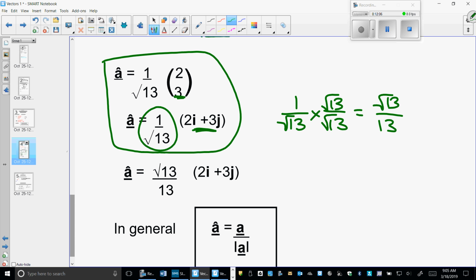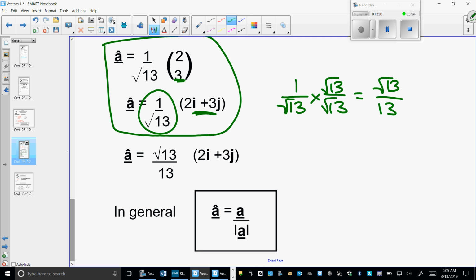Okay? So in general here, your unit vector is your original vector divided by the length of it. Or 1 over the length of a, multiplied by a. Both of those mean the same.